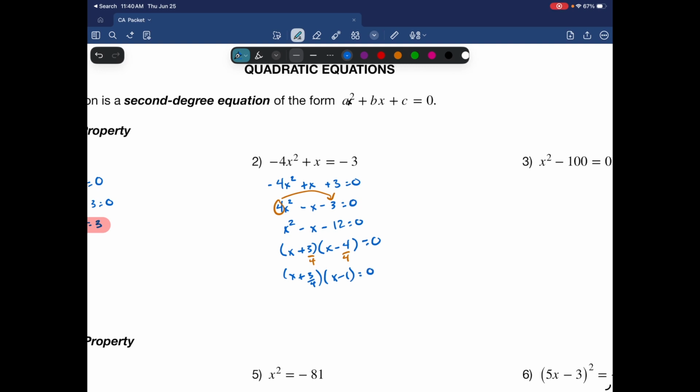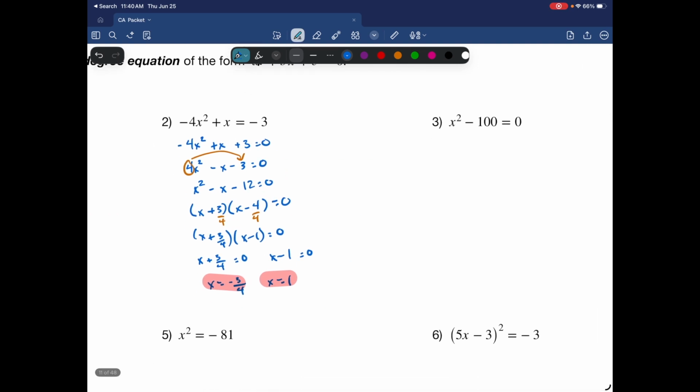If we were just factoring, I would take that denominator of 4 and kick it in front of the x, but I'm setting each of these parentheses equal to 0, so I'm just going to go straight to that. x plus 3/4 equals 0, x minus 1 equals 0, and that means x equals negative 3/4, and x equals 1. And so those are my answers.